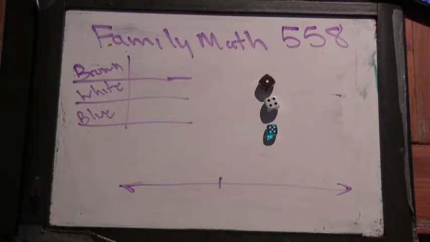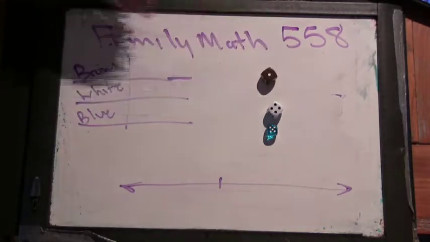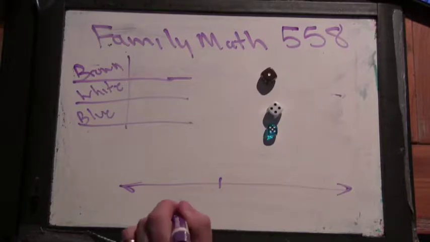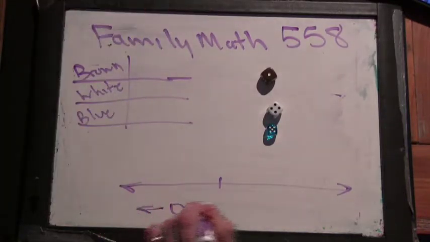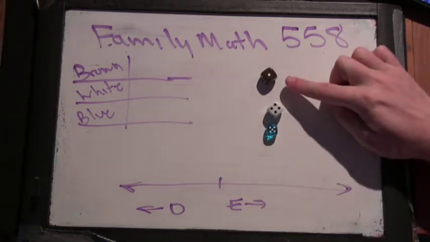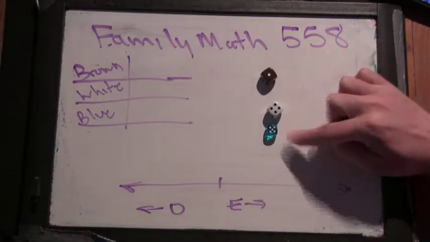Well, we can say that if we roll an odd number, we can go left, and if we roll an even number, we can go right. Okay, yeah, fine. Absolutely great. So an odd number is going to go this way, and an even number is going to go this way. So in this sequence, we don't even really need to write down the numbers. We would just go odd, even, odd.